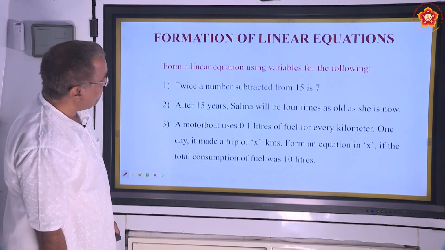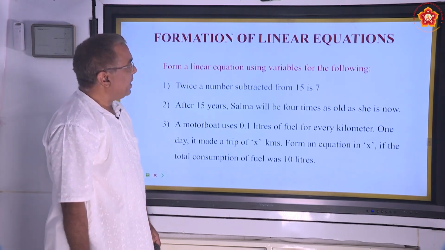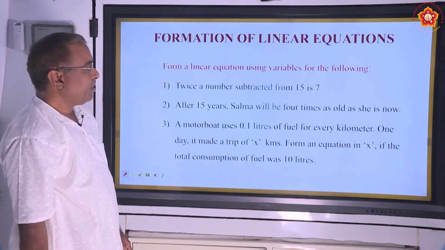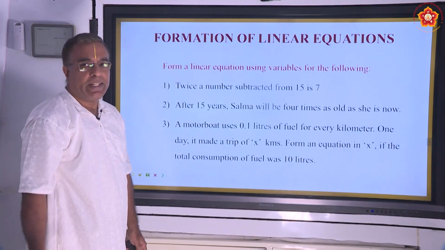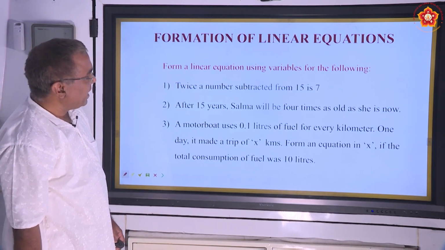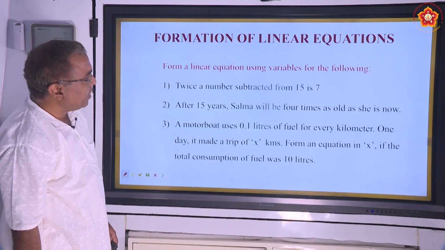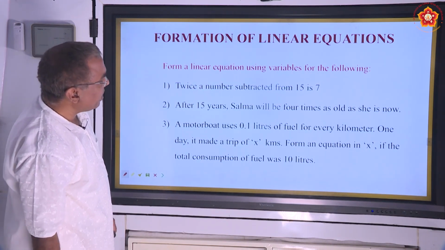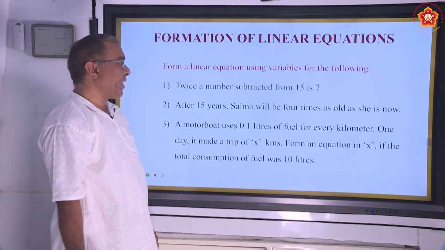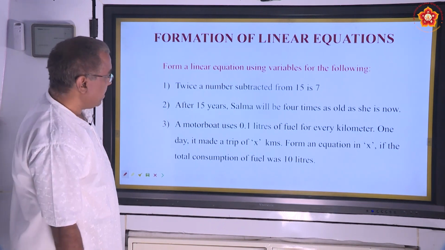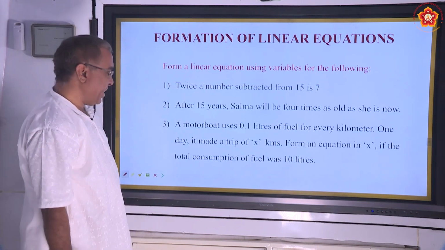We will work some more problems. Form a linear equation using the variables. Using variables means what? You can take any, let us say x, y, z, a, b, c, anything like that. Form a linear equation using the variables for the following conditions. First one, twice a number subtracted from 15. Twice a number subtracted from 15.